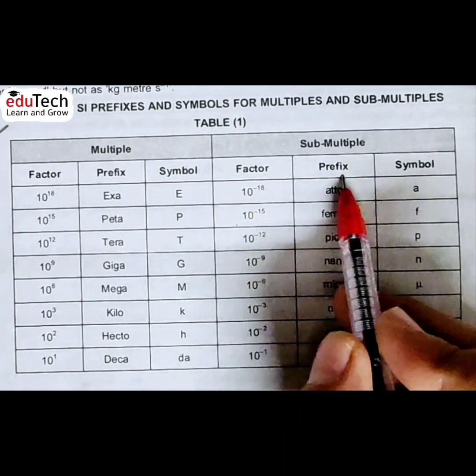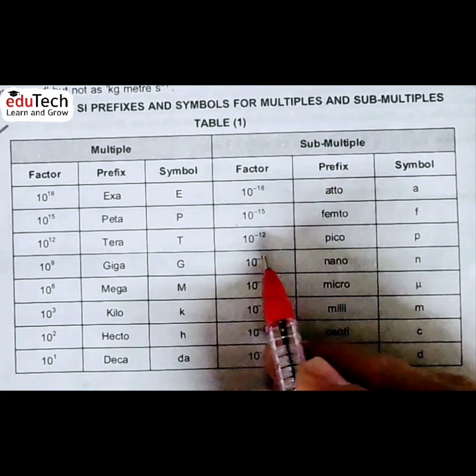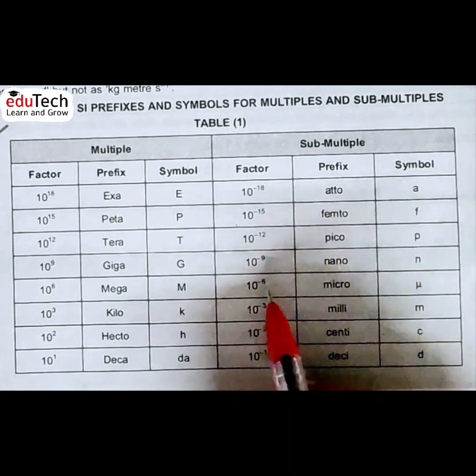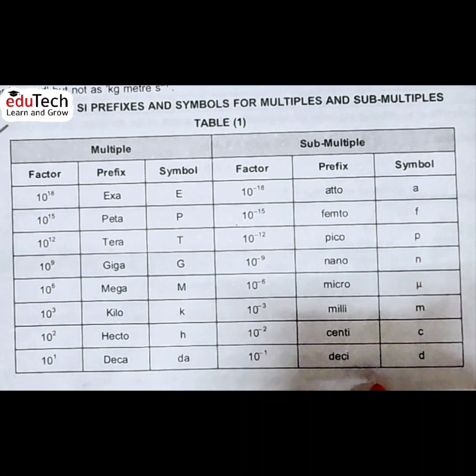Submultiples: factor, prefix and symbol. 10 power minus 18, atto, a. 10 power minus 15, femto, f. 10 power minus 12, pico, p. 10 power minus 9, nano, n. 10 power minus 6, micro, mu. 10 power minus 3, milli, m. 10 power minus 2, centi, c. 10 power minus 1, deci, d.